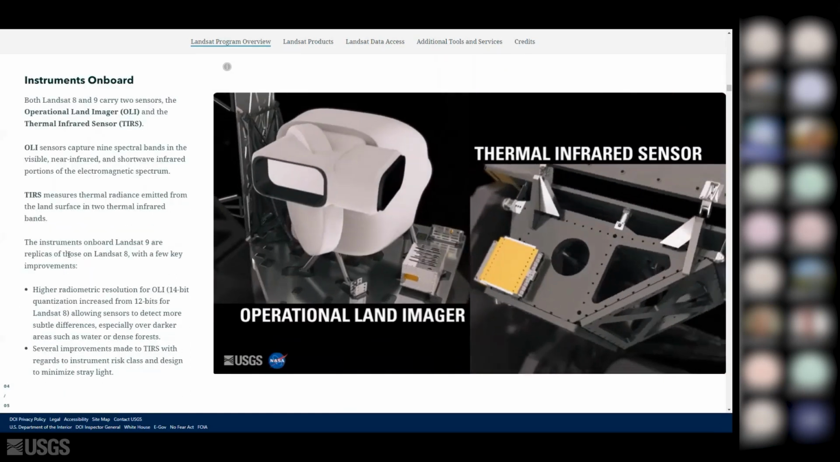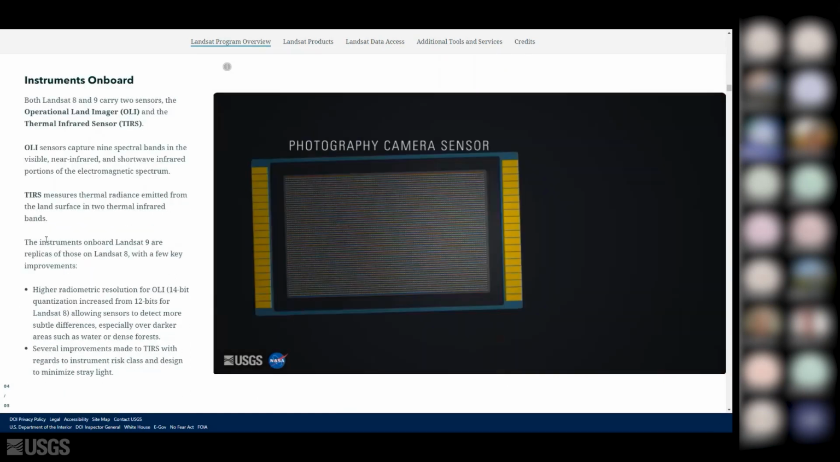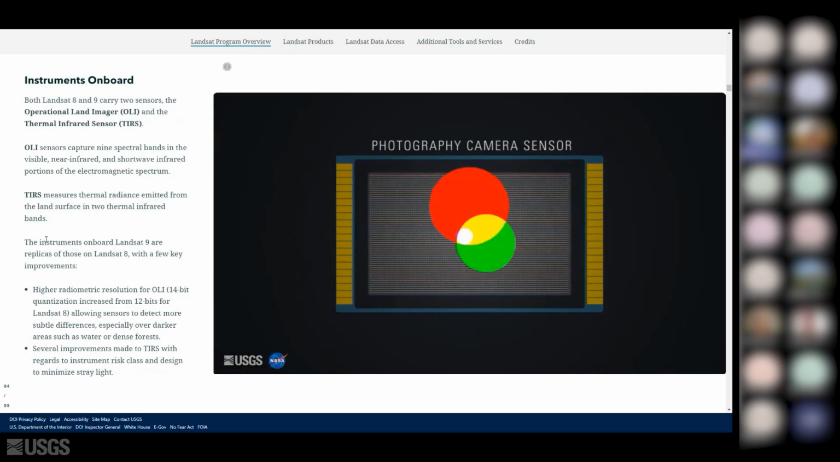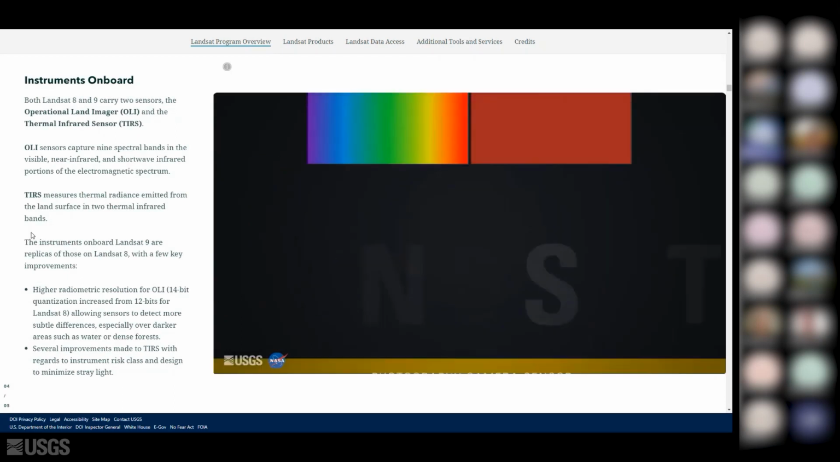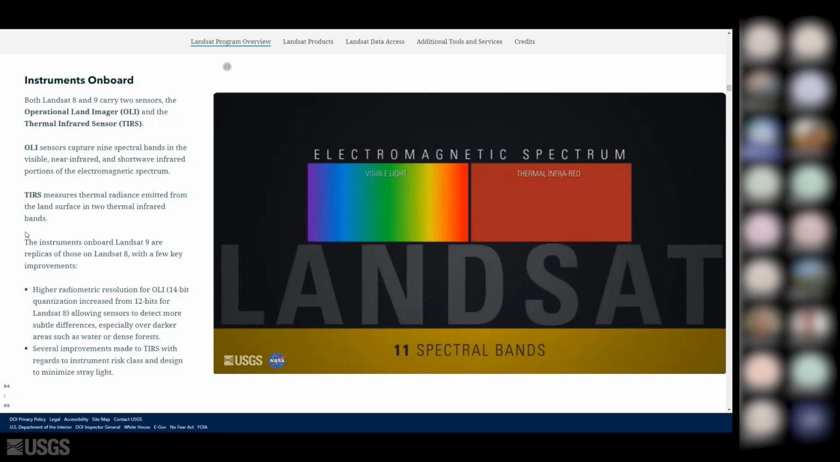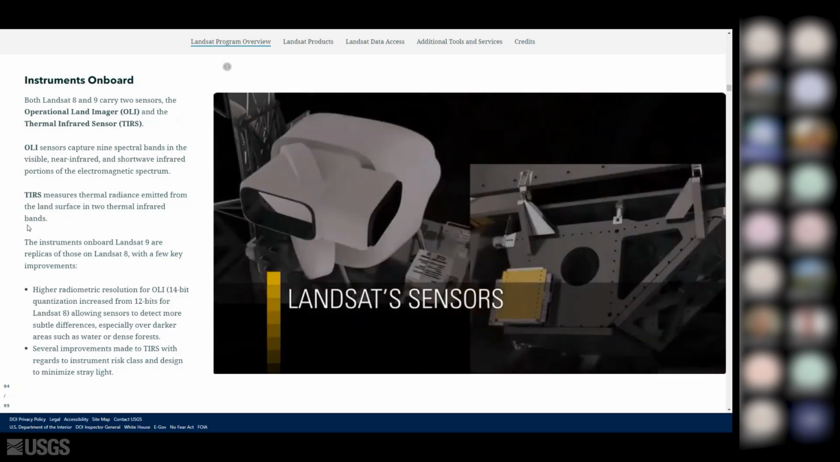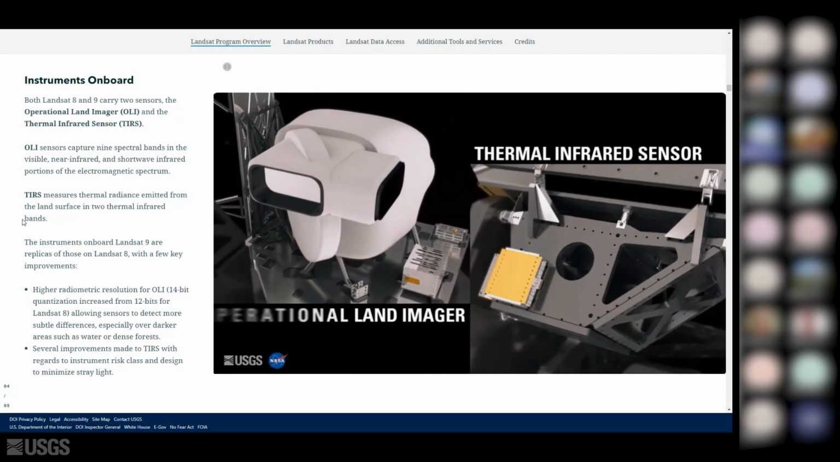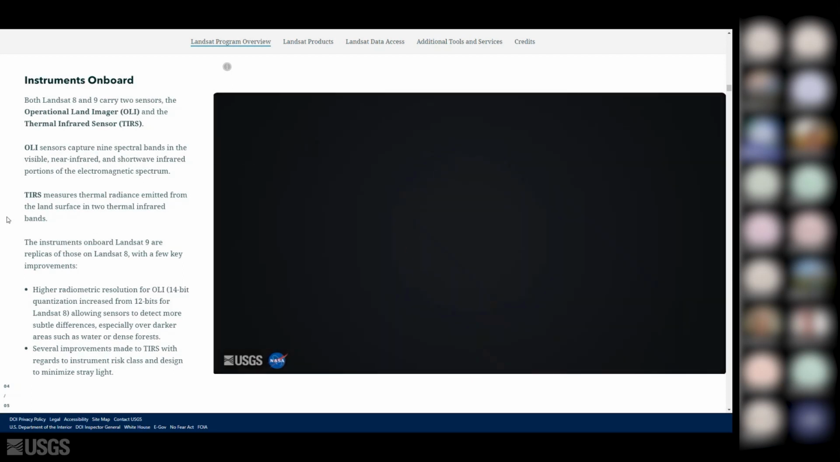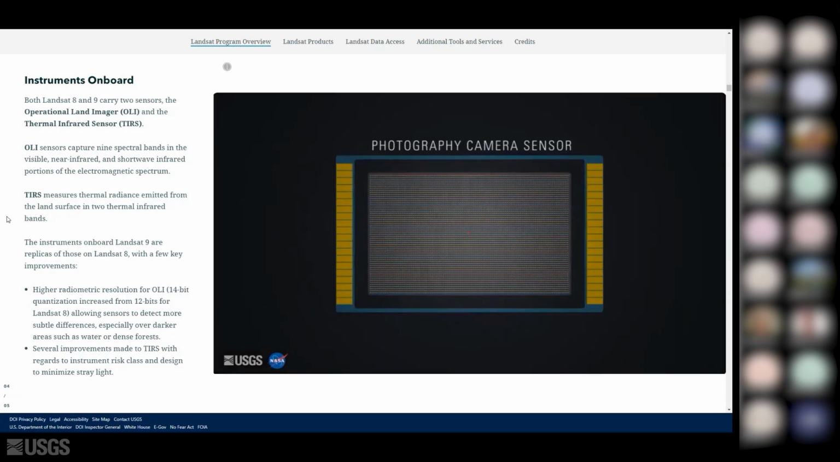Both Landsat 8 and 9 carry two sensors on board, the Operational Land Imager and the Thermal Infrared Sensor, so OLI and TIRS. The OLI sensor captures 9 spectral bands in the visible, near-infrared, and shortwave infrared portions of the electromagnetic spectrum. The TIRS instrument measures thermal radiance emitted from the land surface in 2 thermal infrared bands.